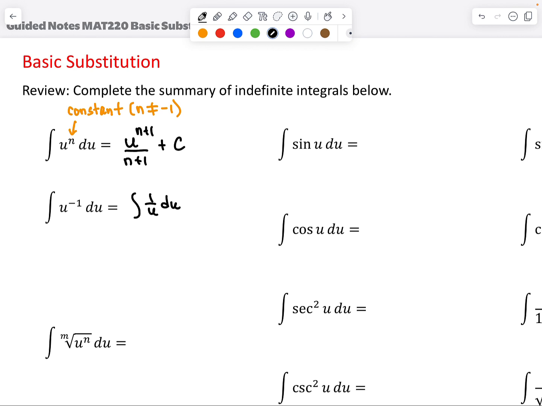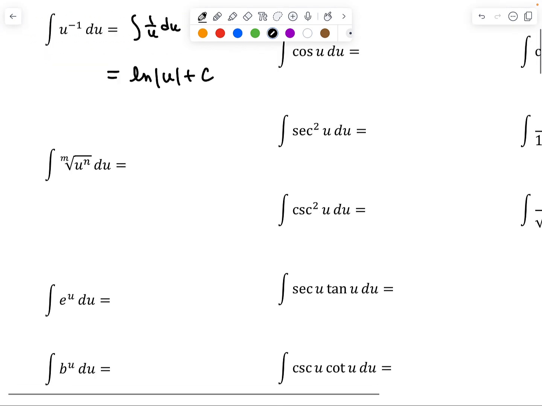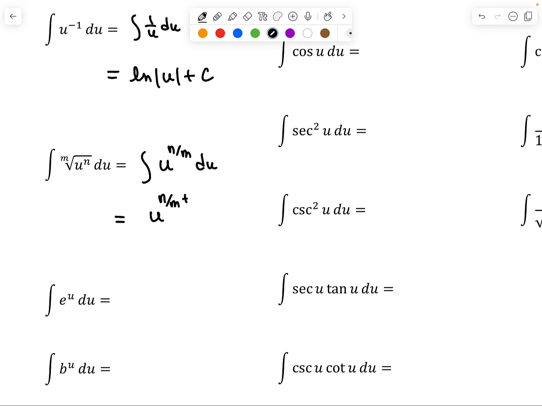In either way it's presented, the result here, as we discussed in a previous lesson, is the natural log of the absolute value of u. If we have the nth root of u to the m, then convert this to a power, this would be an m over n exponent on u, and then of course we just use the reverse power rule. So we would add 1 to that fraction, and then divide by that new power.